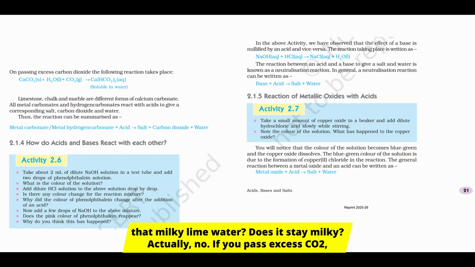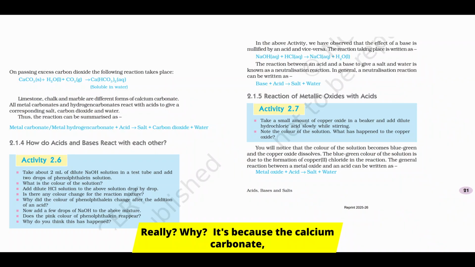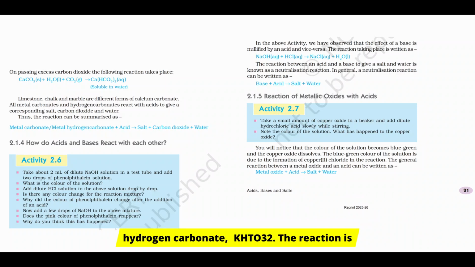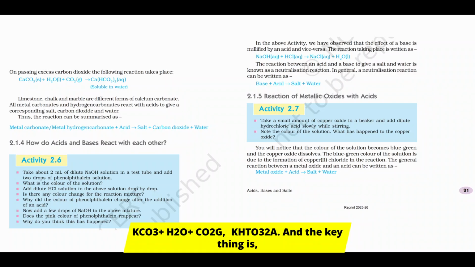If you pass excess CO2, the milky white precipitate disappears, and the solution becomes clear again. Really? Why? It's because the calcium carbonate, CaCO3, reacts further with the excess CO2 in the water present to form something called calcium hydrogen carbonate, Ca(HCO3)2. The reaction is CaCO3(s) + H2O + CO2(g) → Ca(HCO3)2(aq), and the key thing is calcium hydrogen carbonate is soluble in water, so the precipitate dissolves and the solution clears up.